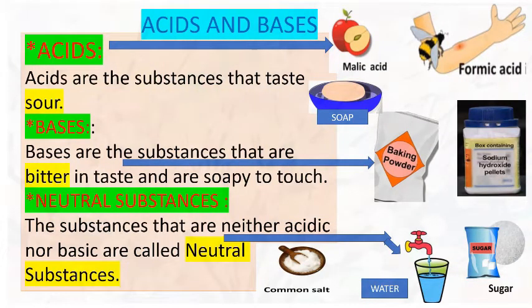Acids are the substances that taste sour. Examples of acids are malic acid, formic acid, acetic acid, hydrochloric acid. Some of them are found naturally and some are synthesized in the lab. Bases are the substances that are bitter in taste and are soapy to touch. Examples of bases are baking soda, sodium hydroxide. There are substances which are neither basic nor acidic. They are called neutral substances. Examples of neutral substances are common salt, water, sugar.